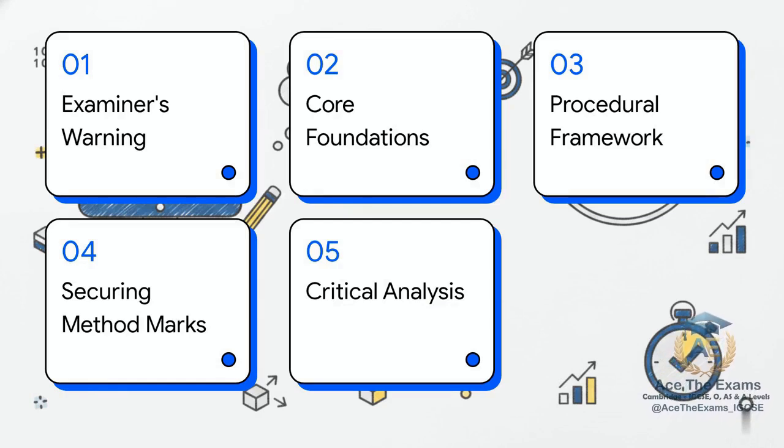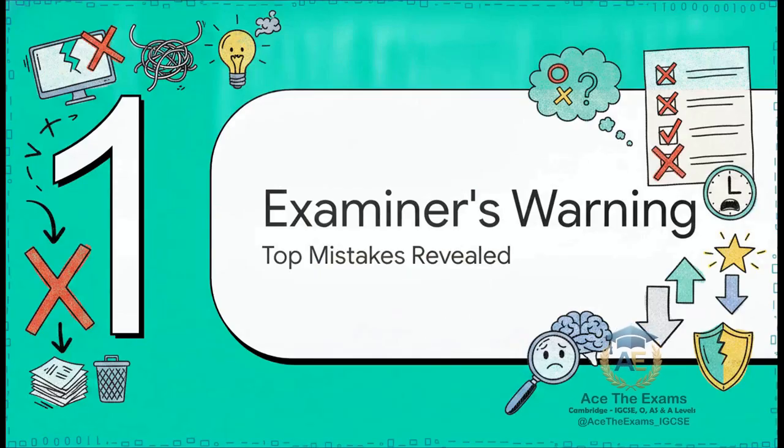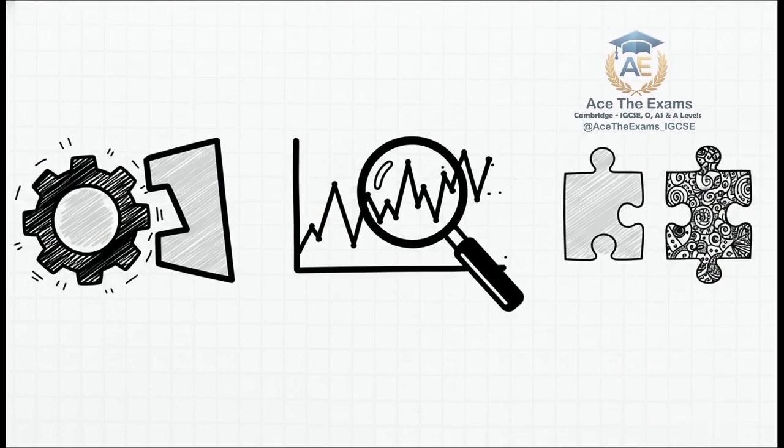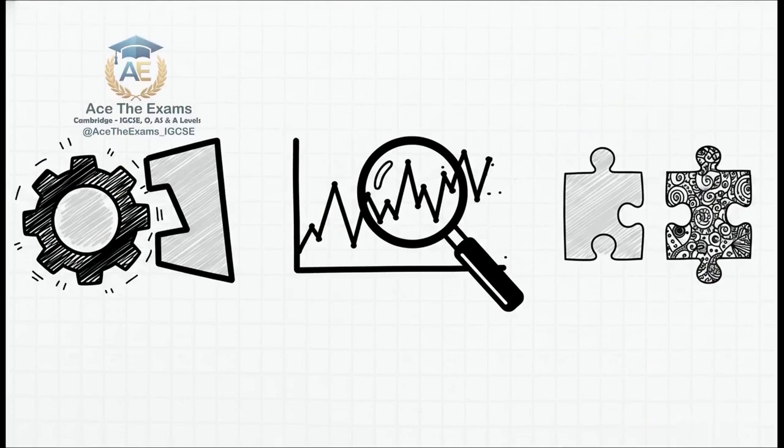Here is our structured battle plan for today. We're going to cover 1. The examiner's warning, 2. Core theoretical foundations, 3. The procedural framework, 4. Securing method marks, and 5. Critical analysis for top marks. Let's start with Section 1, the examiner's warning. Breaking down the principal examiner reports, 3 major traps emerge, and this is exactly where we see our students, Alex and Sam, stumbling.